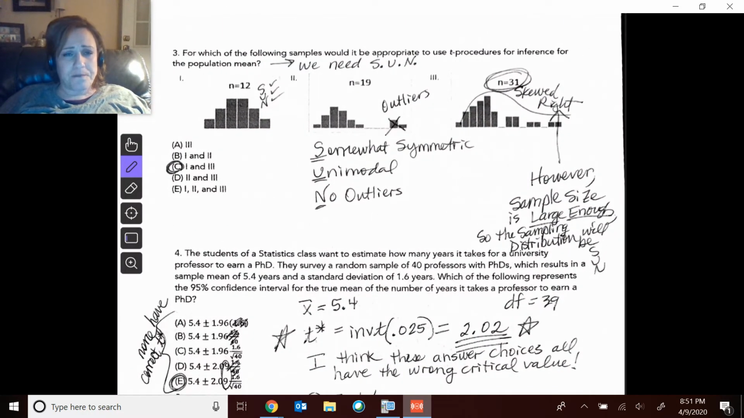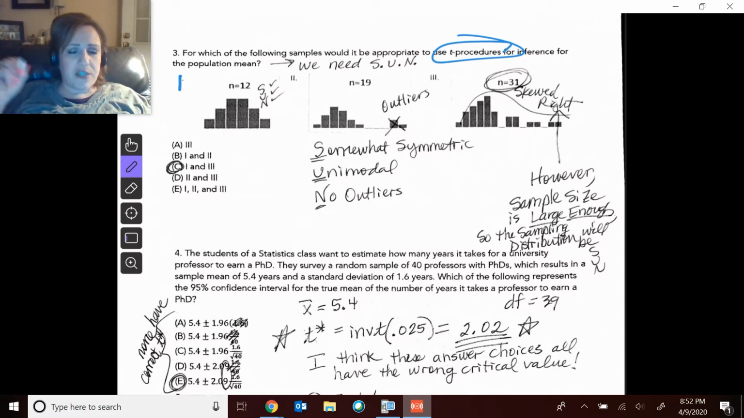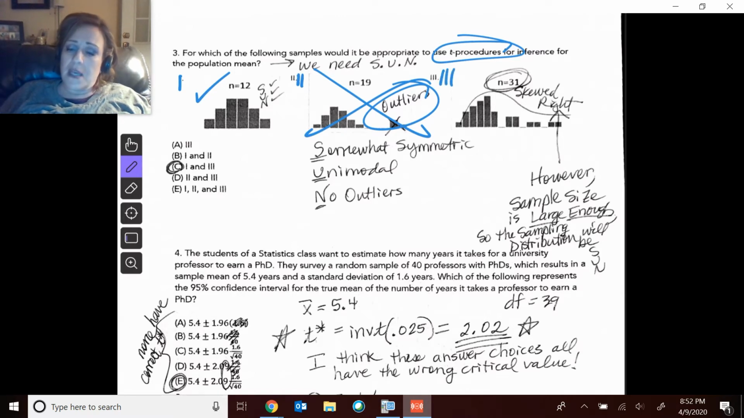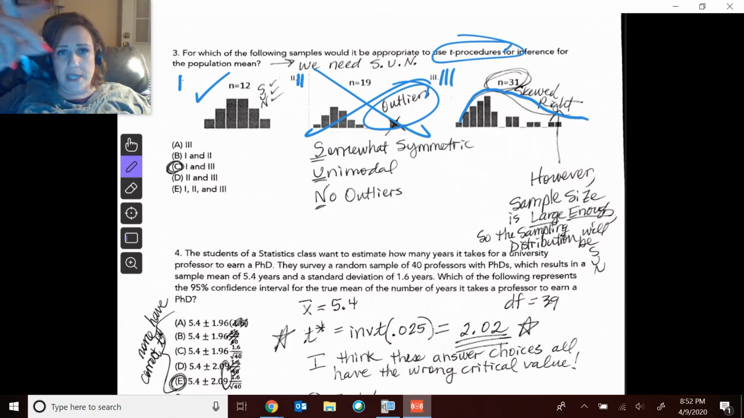All right, next. For which of these is it appropriate to use a t procedure? So that's when we need SUN. This actually threw me off at first. I was just looking for SUN, and I went, oh, graph 1 is SUN. Somewhat symmetric, unimodal, no outliers. Yep, we're good. That one is good. Picture 2 is not SUN because it has outliers. Okay, so 2 is out. Picture 3 is skewed to the right. So my instinct went, oh, picture 3 is out.